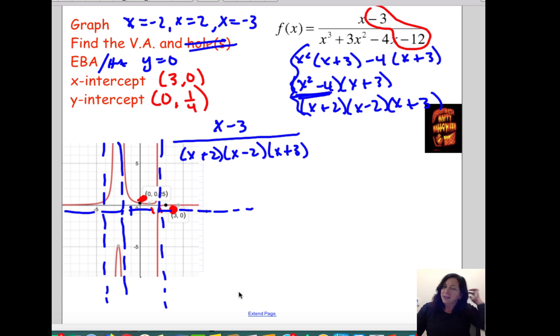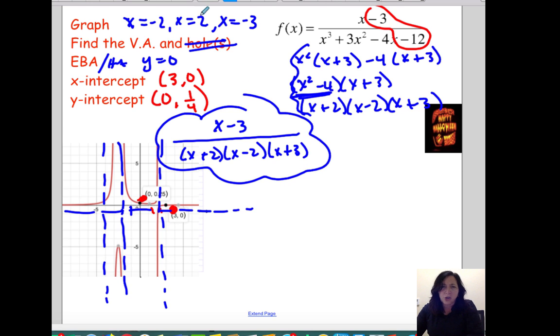Anyway, again, this is kind of a tricky question, but the main goal for this problem is to be able to get to this point and to know what your vertical asymptotes are, what your horizontal asymptotes are, your x-intercepts, and all of that. That's what I'm going to be looking for in this type of problem.